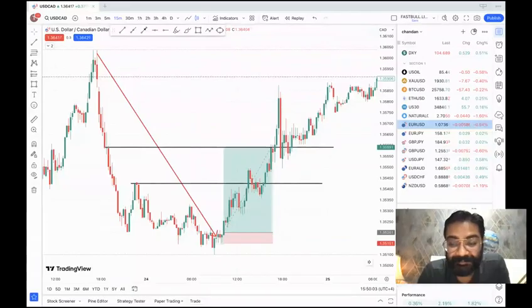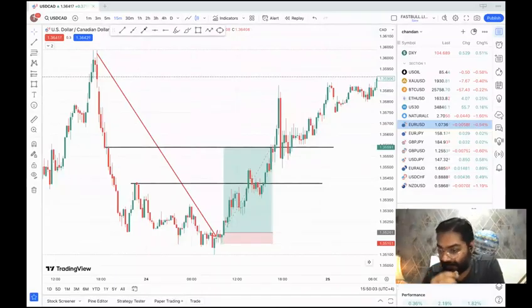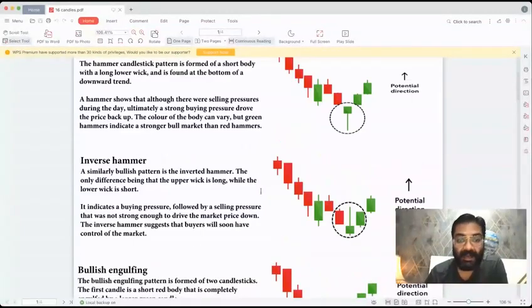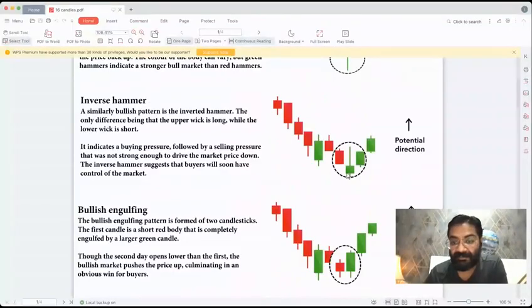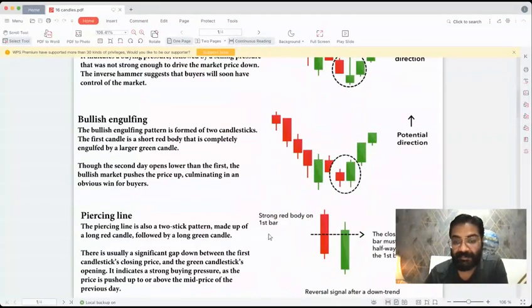Good, Max. Good, good, good. I'm happy that you understood the first candlestick that I have taught you. This stream is going to take a little more time, I feel, because tomorrow I will show you more examples on the remaining candlesticks. Let me share the screen. These are important to understand. After hammer, we have the inverse hammer, the bullish engulfing, and the piercing line.